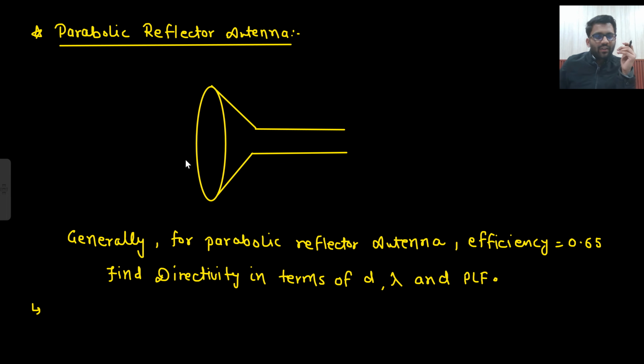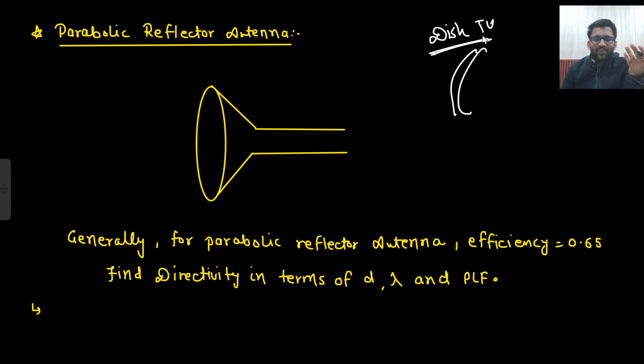Now what is parabolic reflector antenna? That I told you, if the aperture area of the antenna is circular, then it is known as parabolic reflector antenna. Have you seen dish antenna? Are you having dish TV in your home? Like everyone uses Netflix nowadays. You will use your laptop to watch something.